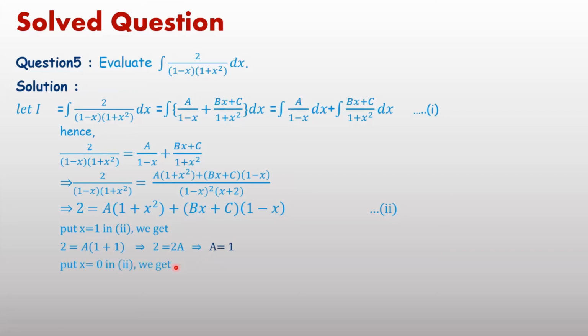Now next, if we put x equal to 0, the result we will get 2 equal to, in place of x 0, A into 1 is A, plus B into 0, 0 plus C into (1 minus 0) is 1. 2 equal to A plus C. Since value of A is already calculated as 1, therefore C equal to 2 minus A equal to 2 minus 1 equal to 1. In this pattern, value of C equal to 1. Now, any other value of x you put and find the value of B.